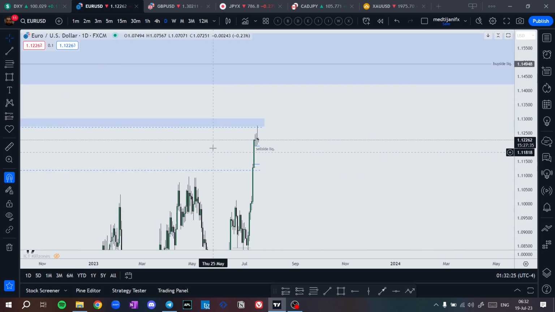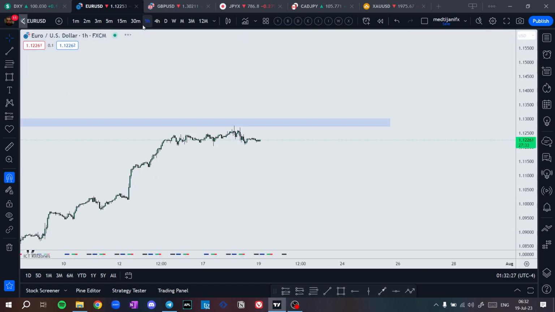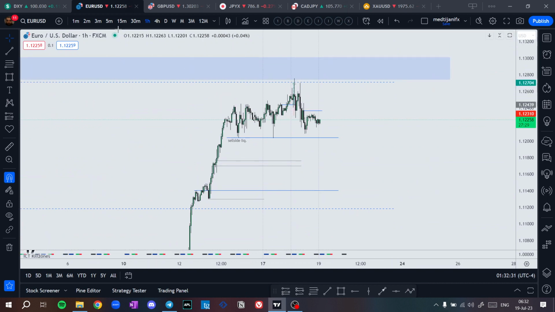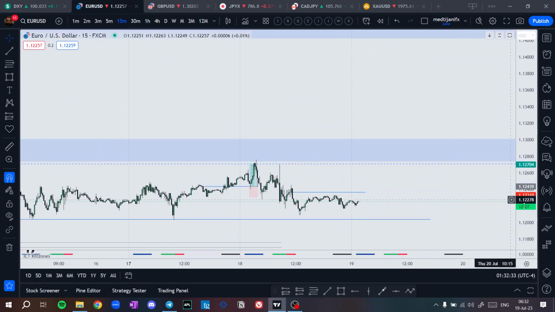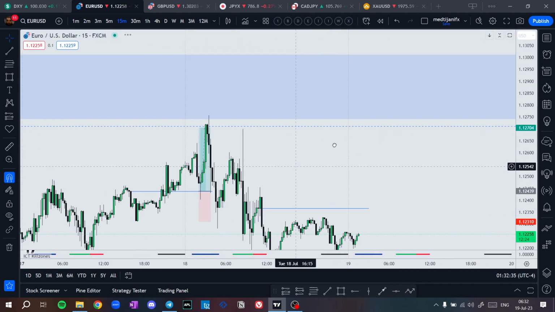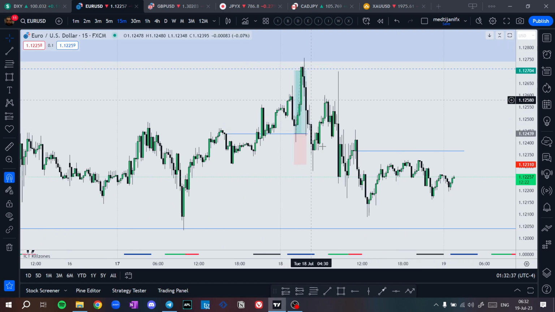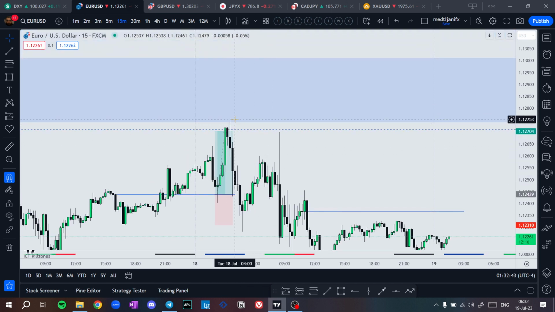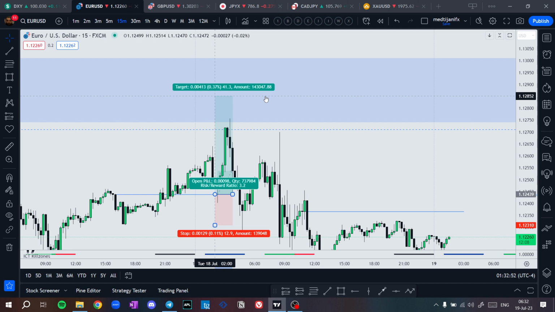Right here. You see, it just tapped into it. Then price has dropped lower. At this time, I wasn't expecting price to drop from this low like this. I was just trying to take my partials here.